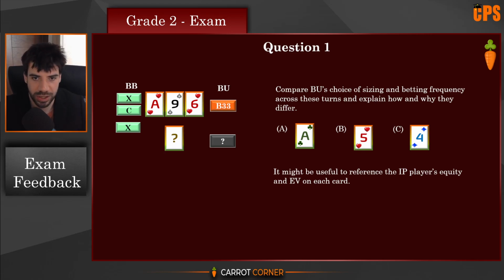Question 1 asks us to compare the button's choice of sizing after c-betting on ace-9-6 two-tone, on the 3 following turn cards: the ace of clubs, the 5 of hearts, and the 4 of diamonds. I've said here it might be useful to reference EV or equity as we see each card, because those things are going to help us understand the choice of bet frequency and to some extent sizing, although the latter is governed a lot by nut advantage and relative polarization, as we know. So let's take a look at the sim for this, and I will explore these 3 turn cards individually.